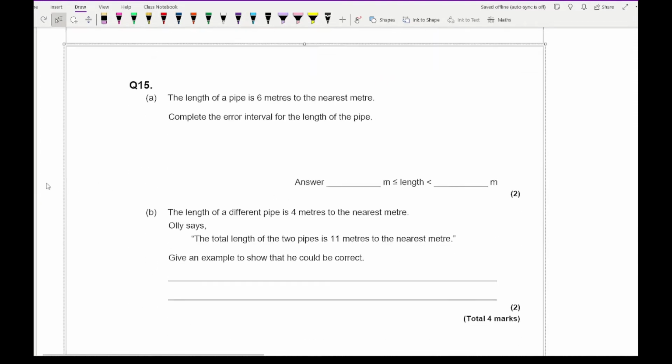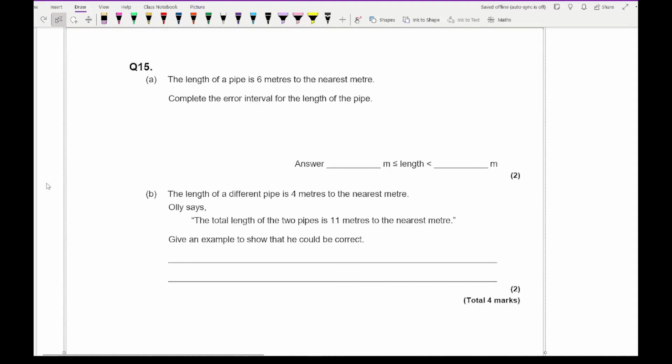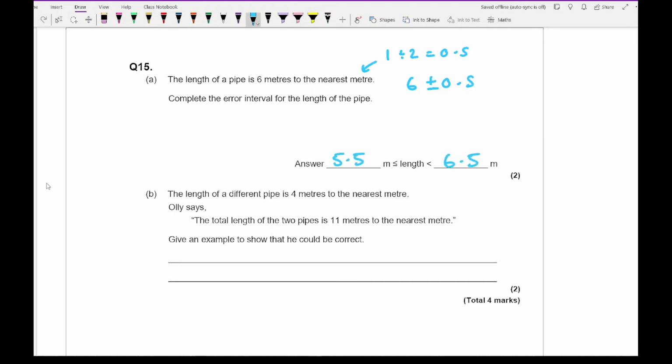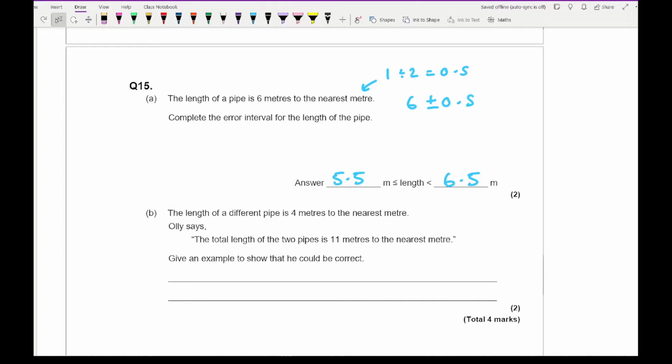Then moving on to question 15, it says that the length of a pipe is 6 meters to the nearest meter. Complete the error interval for the length of the pipe. So it's the nearest meter, then I divide that by 2, which gives me 0.5. So I'm going to do 6 plus or minus 0.5, which gives me a lower limit of 5.5 and an upper limit of 6.5.